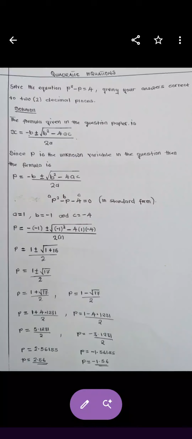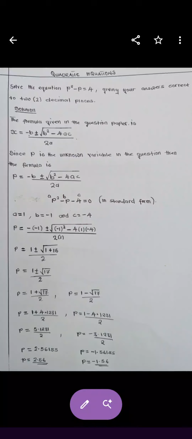The formula that was given in the question paper is x is equal to negative b plus or minus the square root of b to the power 2 minus 4ac, everything divided by 2a.